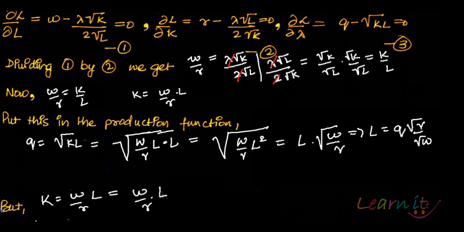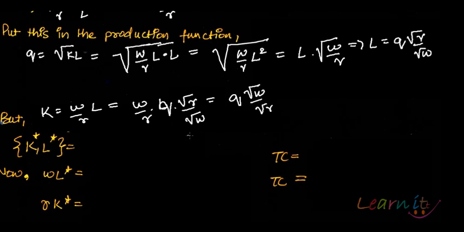Yeah, I'm so sorry. So it is W by R times L. In place of L, you will write Q root of R upon root of W. Fine. So simplifying this, you'll be getting it as root of W upon root of R. Fine. So what you have got, and both of these are your K star and L star. These are your cost minimizing input choices.